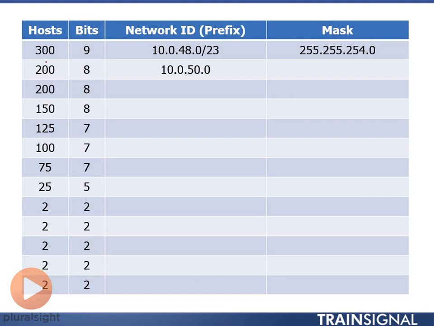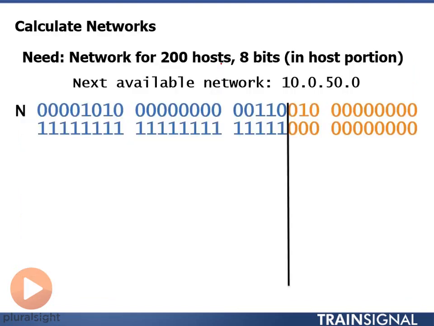And I can already assign that to my network with 200 hosts on it. What I don't know yet is what my mask is going to be. So what we'll do is take the binary conversion of 10.0.50.0 and start the process over again, except this time we have a need for 200 hosts per network. 200 hosts per network needs 8 bits in the host portion.